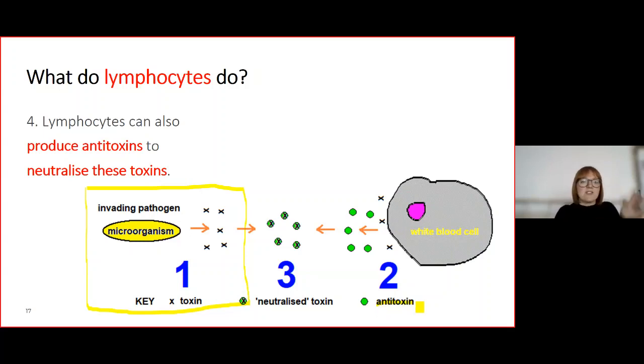The word anti means opposite. So if you've got toxins, then the antitoxin is going to neutralize the toxin, making sure that the toxin doesn't cause us to damage the tissues. So lymphocytes produce antibodies and they produce antitoxins. We have lots of words now that we've got to put together: antigens, antibodies, and antitoxins. Make sure that you don't confuse those words when you get into your GCSE exam.